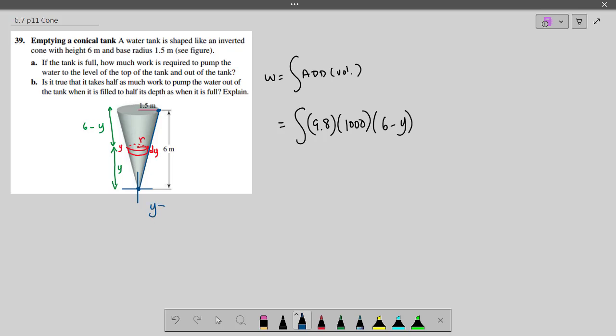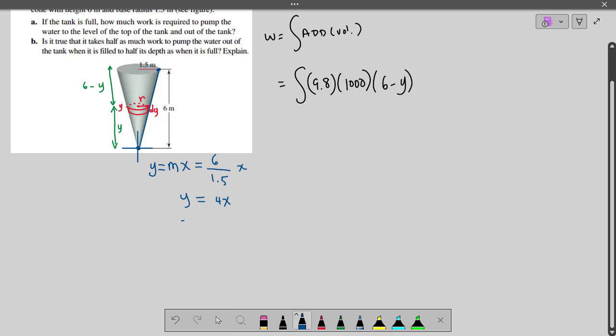So the line will have this form, mx. The y-intercept is 0, so it's just going to be mx. The slope, we're going up 6 and over 1.5, so what's the slope? Slope will be 4. We're going up 6 and over 1.5 times x. So we are going to have an equation of y equals 4x, that's the right edge of the cone. If we isolate x, x will be 1/4 times y.